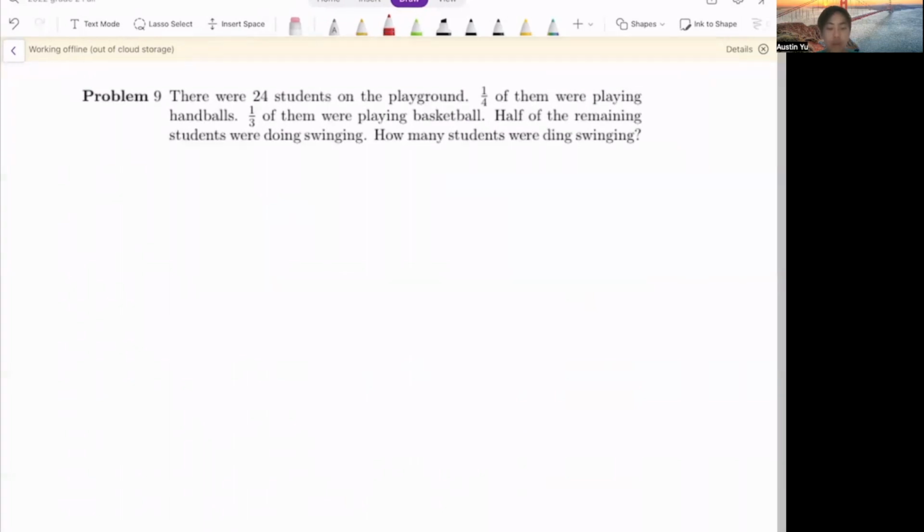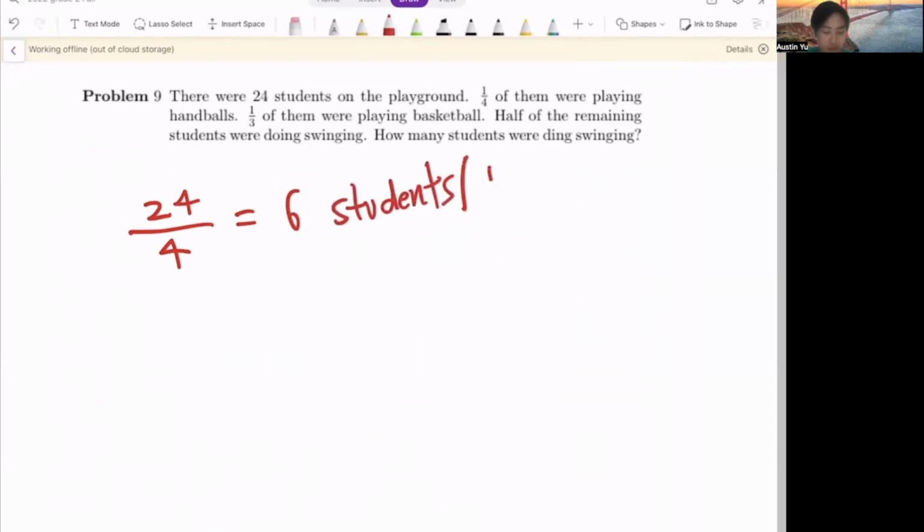First off, 1/4 of them were playing handballs. 1/4 of 24. Well, let me just put it this way. 24 students in total, and then you divide it by 4 since 1/4. This would just give you 6/1, and then that would just give you 6 students. So 6 students are playing handballs.